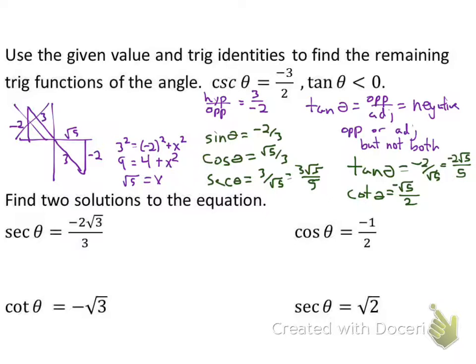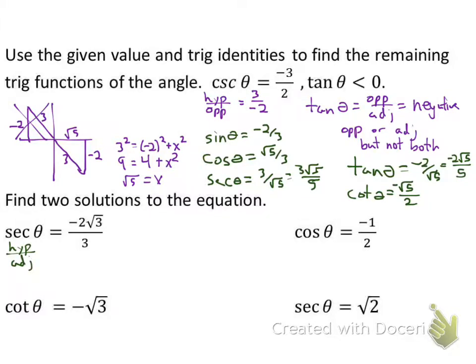Okay, so now in this last set, we need to find two solutions to the equation. Notice we're taking the information we had on the last problem and we're not giving it a restriction. We're not saying something has to be negative or positive or in a quadrant. We're seeing what are all the options we have. So if I'm looking at secant of negative 2 root 3 over 3, where could I go with this? Secant is the reciprocal of cosine, and cosine is hypotenuse over adjacent.